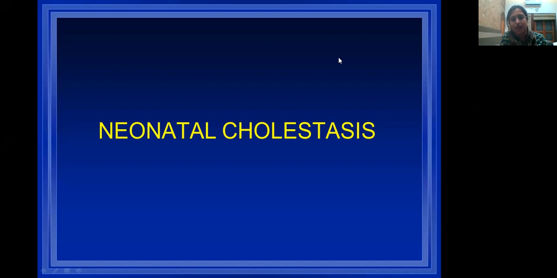Today, our topic of discussion is going to be neonatal cholestasis. This is a very important cause of conjugated hyperbilirubinemia in our children, and it needs quick evaluation and prompt treatment. So, let us study neonatal cholestasis.